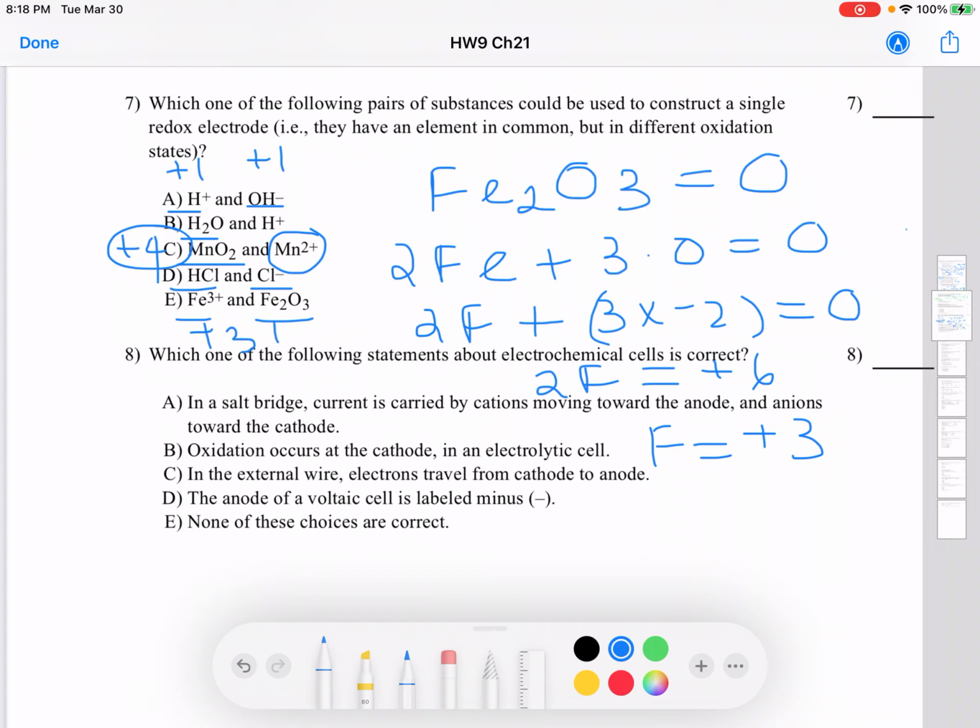+3, +3. It didn't change, so that cannot be used either. Okay, so we have the answer right there. I just told you: manganese oxide going from +4 to +2.